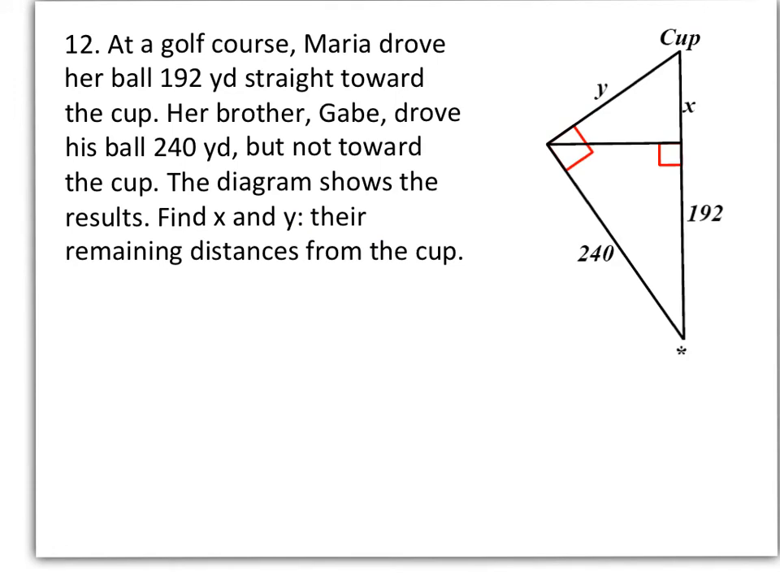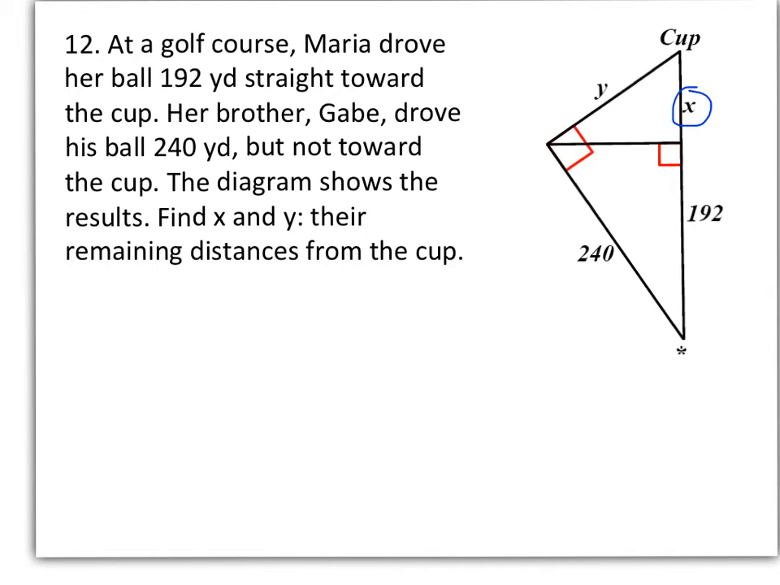In number 12, it says, at a golf course, Maria drove her ball 192 yards straight toward the cup. Her brother Gabe drove his ball 240 yards, but not toward the cup. The diagram shows the results. Find x and y, the remaining distances from the cup. Let's first solve for x, which would be Maria's distance to the cup.